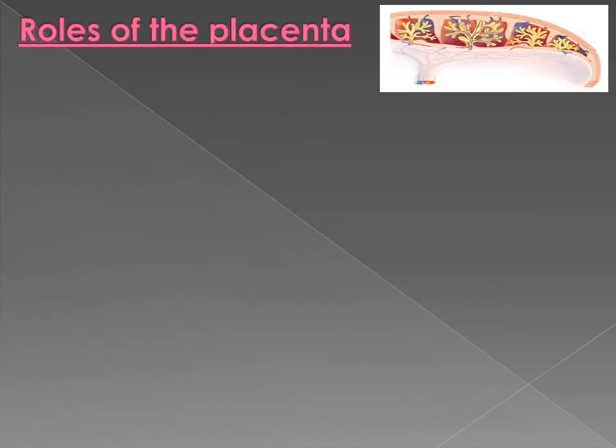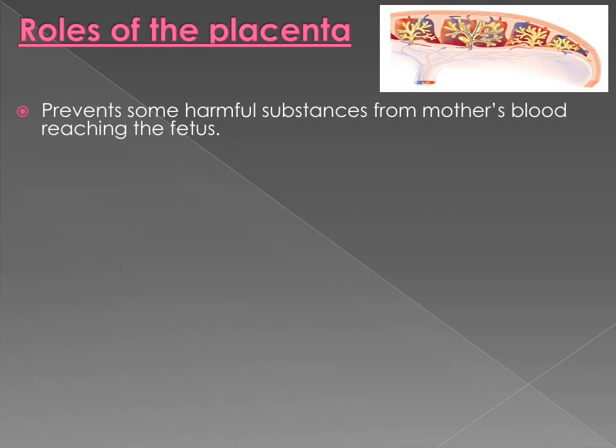The roles of the placenta. What does the placenta do? The placenta, again, to remind you, is a place where the blood vessels of a child or the growing fetus are in very close contact to the blood of a mother. We're going to see what happens. First, it prevents harmful substances from the mother's blood from reaching the fetus. Some chemicals, fortunately, do not pass through to the baby.